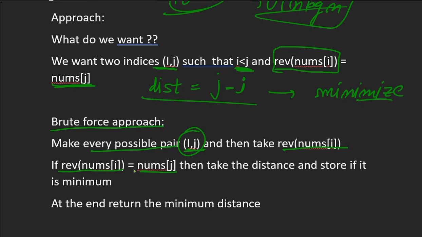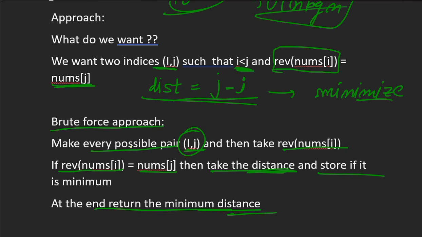If this condition is satisfied, then we take the distance equal to j minus i, and then we compare this distance with the minimum distance. If this computed distance is less than the minimum distance, then we store it. And after we have checked all the possible pairs, we return the minimum distance.